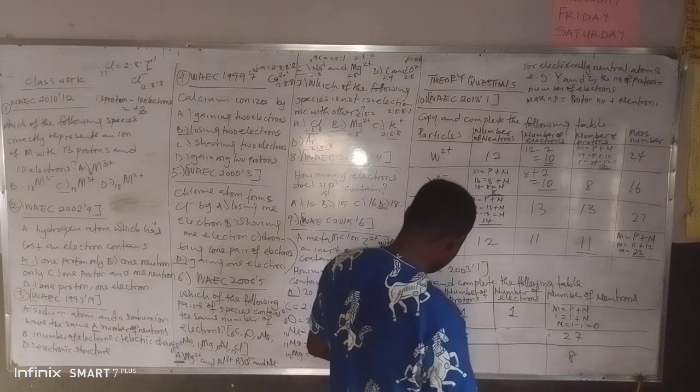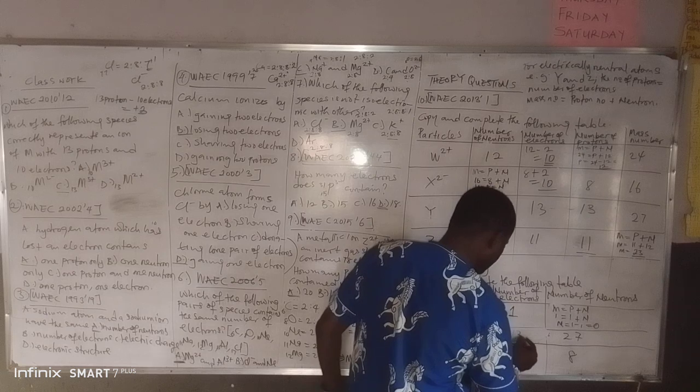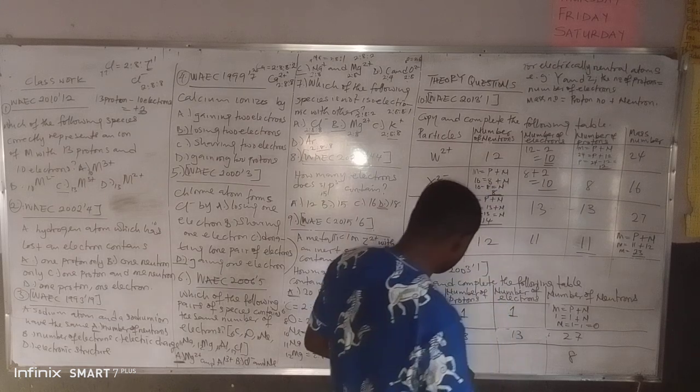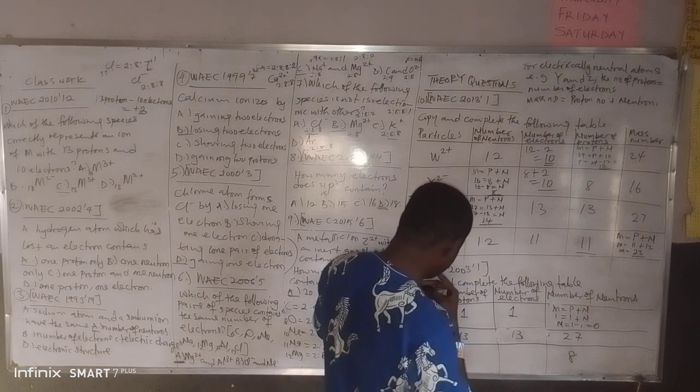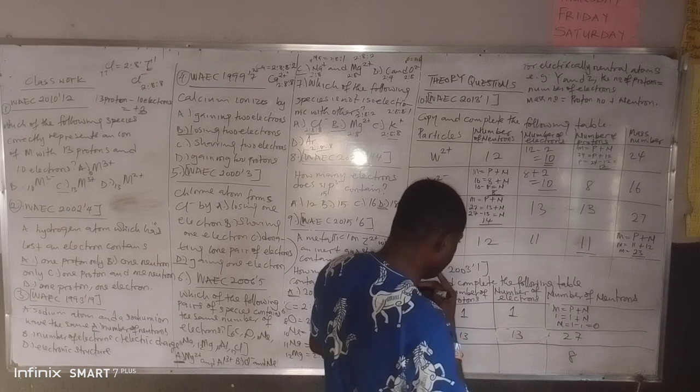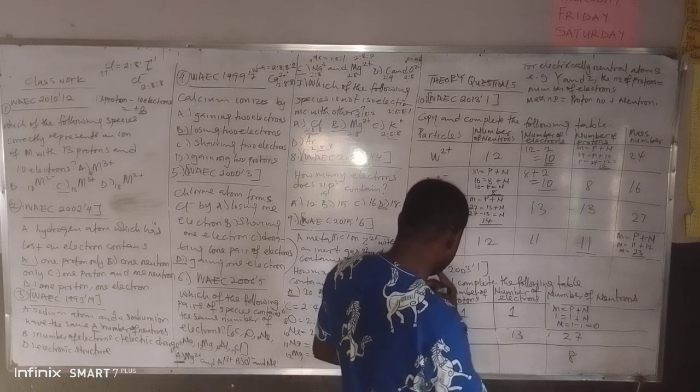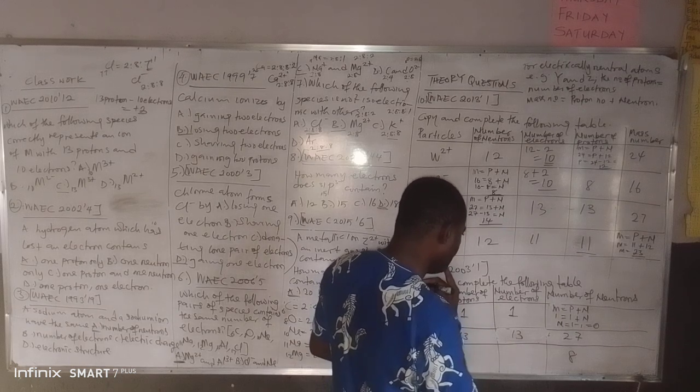So the number of electrons is still what? 13. It equals 13, please. Why does it equal 13? Because it is neutral. No charge is here. Proton number equals electron number. So that is that.